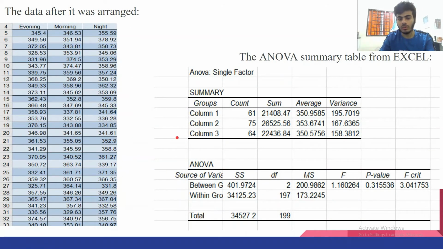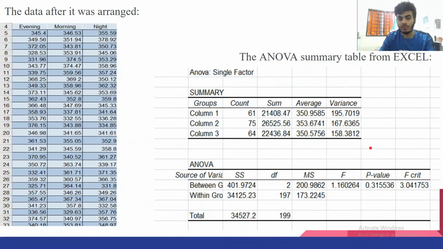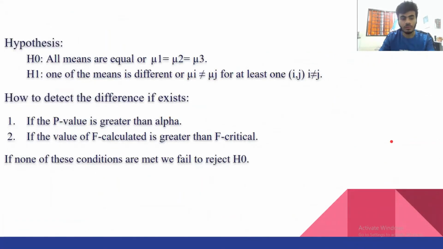After that, we conclude our test, and here is the table summary with the default value of alpha, which is 0.05. From the table, we get the F calculated value, P value, and F critical value. P value is the probability of F calculated being greater than or equal to the F critical value. Furthermore, the null hypothesis states that all the means are equal, whereas H1 states that at least one of the means is different, and how to detect the difference if it exists.